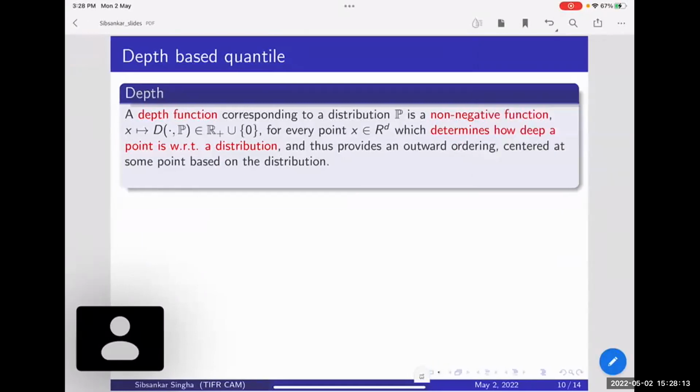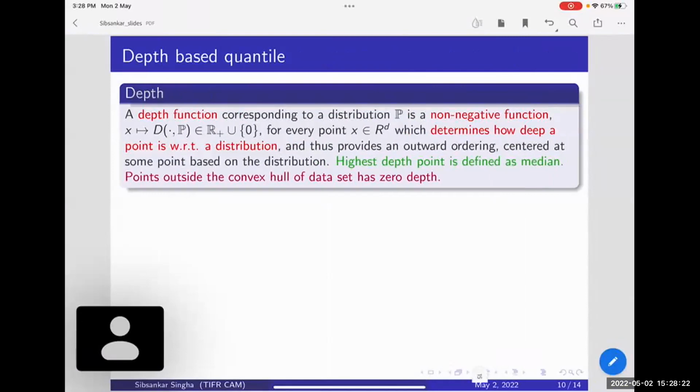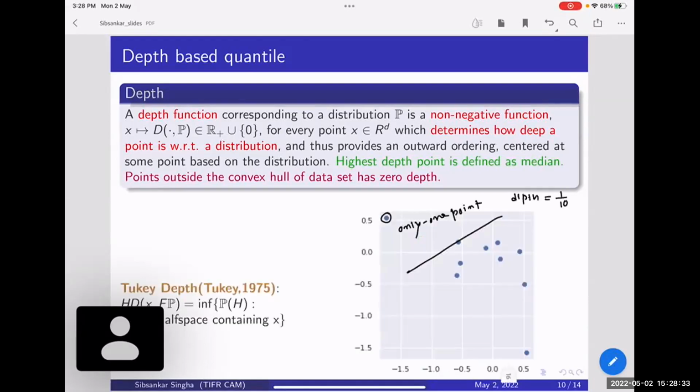Okay, sorry. Yeah. So now the highest depth point is called a median, and points outside the convex hull of the data set, if we define a depth, then the depth will be 0. So these are some desired properties of the depth function. And now let us talk about a particular depth function, that is Tukey depth.